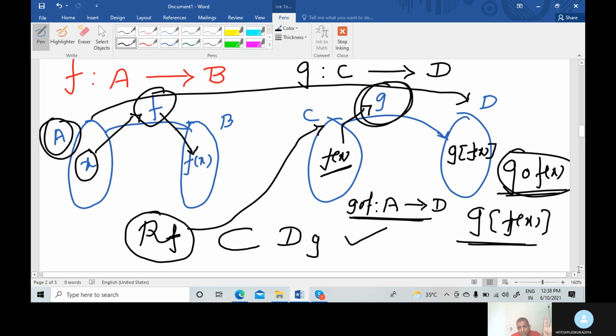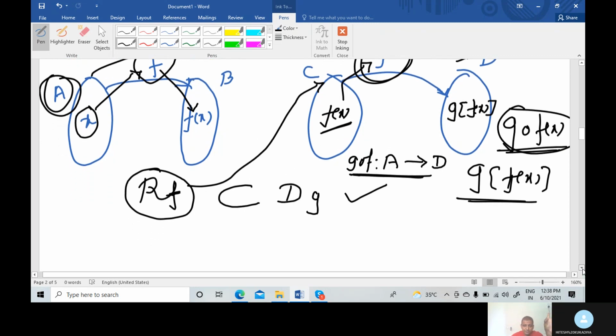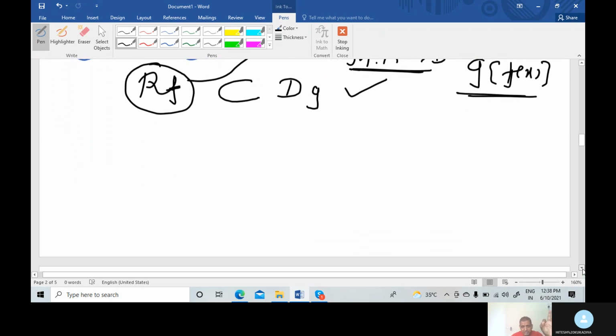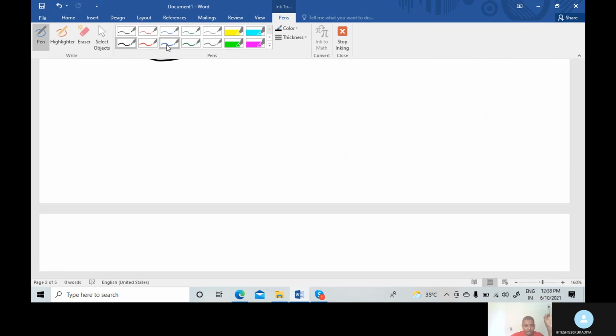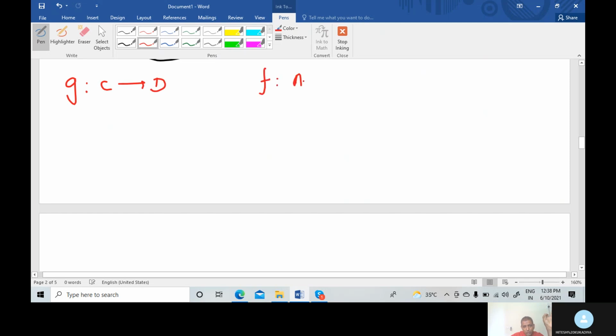Again, repeat. Now we discuss f∘g. Look here in your notebook. The g function is from C to D and the f function is from A to B. Here we take two different functions. Both domain and codomain are different. Here the g function's domain is C, the f function's domain is A. Both are different and the codomains are also different.